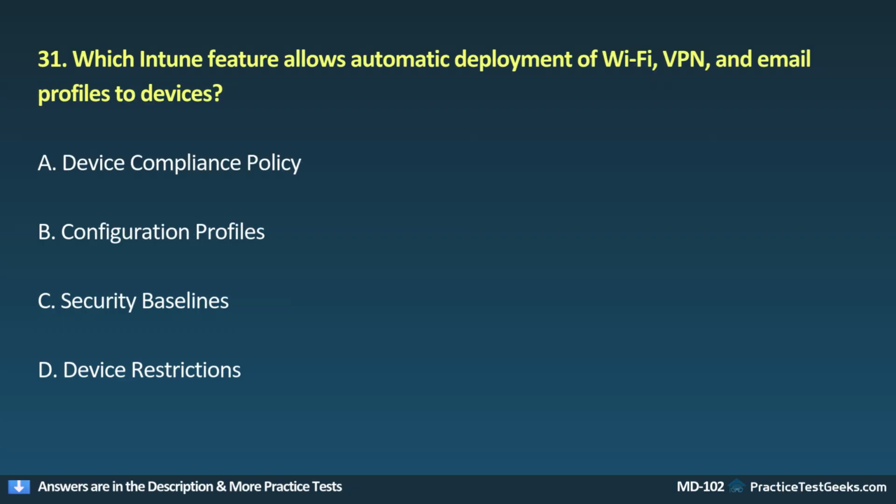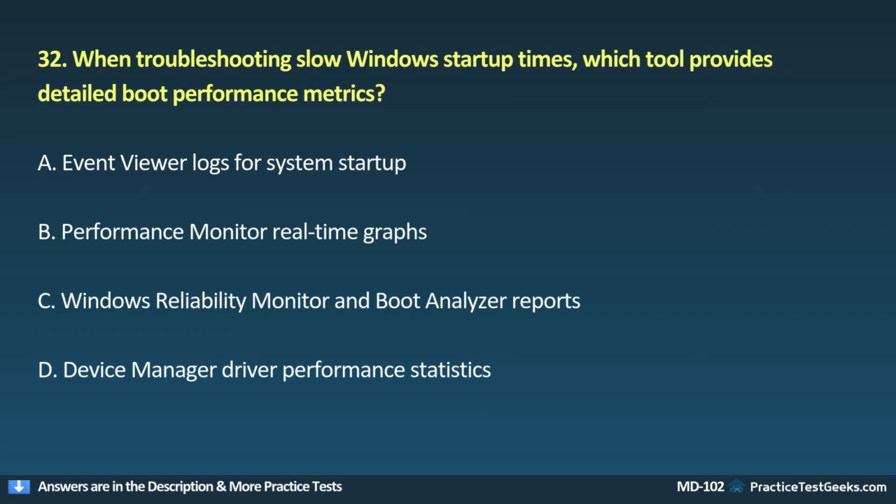31. Which Intune feature allows automatic deployment of Wi-Fi, VPN, and email profiles to devices? A. Device Compliance Policy. B. Configuration Profiles. C. Security Baselines. D. Device Restrictions.